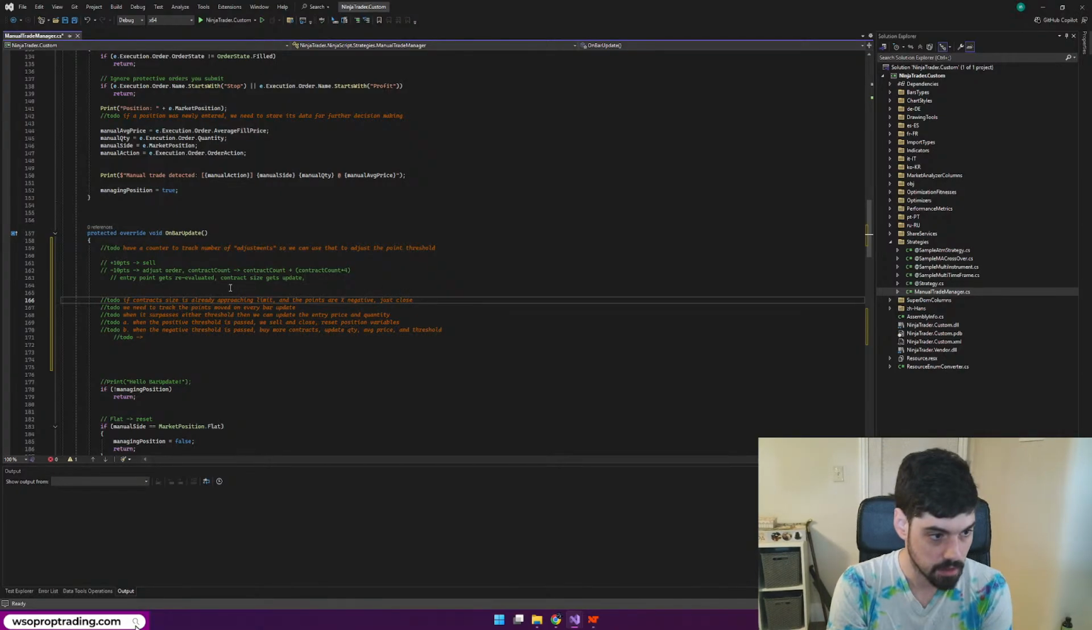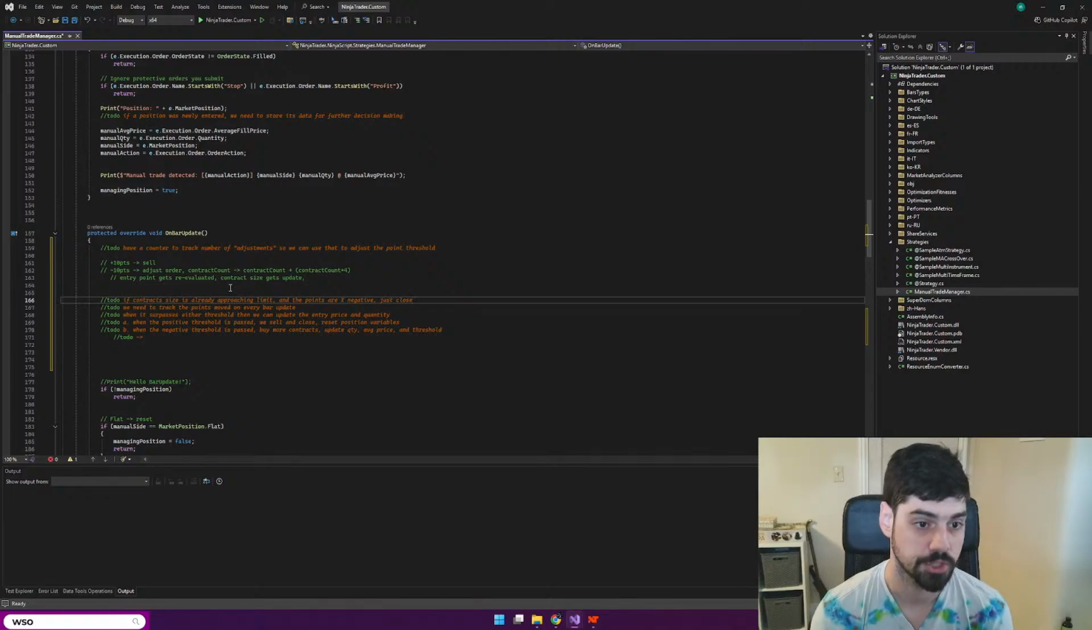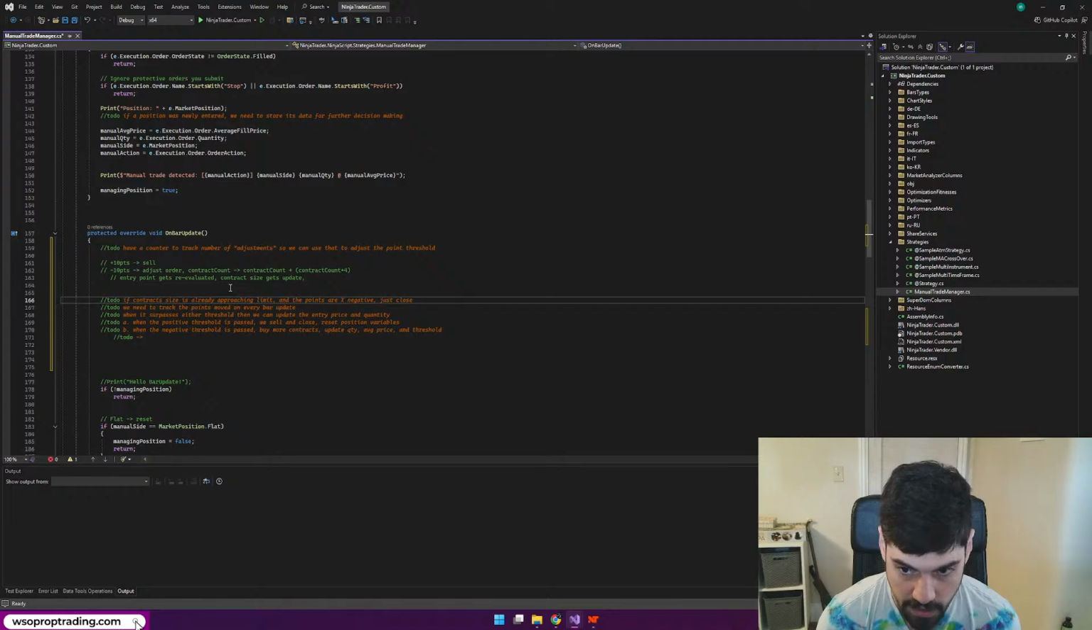So immediately on every bar update, we're checking our contract size that we're managing, how many points it's gone down, and then based on that, we should know whether or not we need to close immediately or if we can adjust the contract size. So there's two ways we can close.